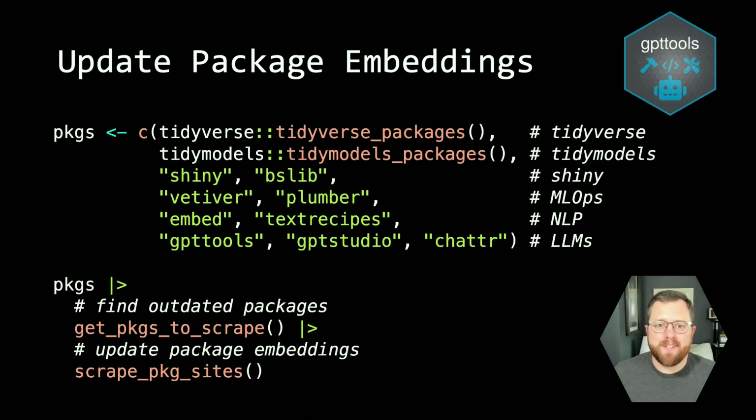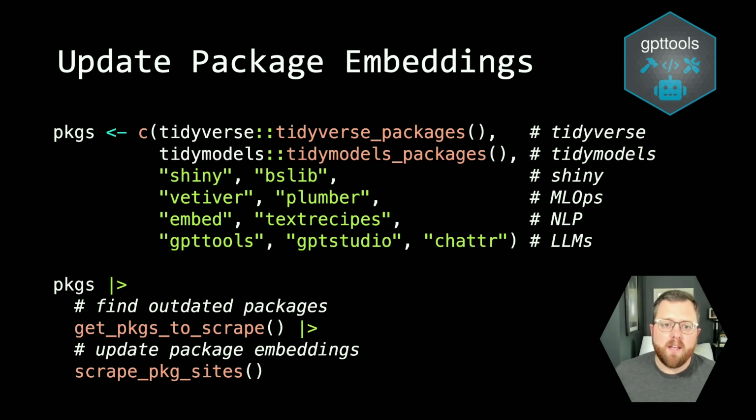To keep our text embeddings for our package documentation up to date, we first need to list our favorite packages. I have here a list of some of my favorite packages as part of the Tidyverse, Tidy Models, Shiny, some packages for machine learning operations, natural language processing packages, and packages to interface with large language models. That list we can pass to a function called getPackagesToScrape, which will look to see if there have been updates to the package based off the package version.